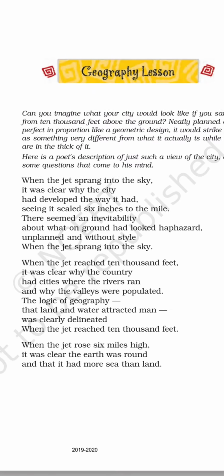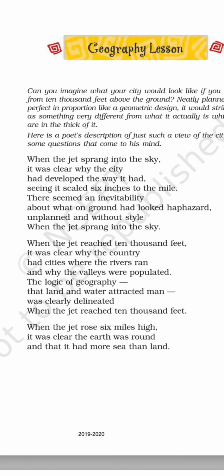Now let's see the second paragraph. When the jet reached 10,000 feet, it was clear why the country had cities and where the rivers ran and why the valleys were populated. So when the poet reached the height of 10,000 feet above the ground, the poet can clearly see the country, that the country is all made up of cities.